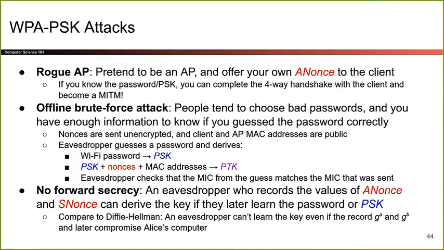So again, because it's their first time connecting, they have no idea whether this is a real access point or whether it's just someone pretending to be the access point. So you can pretend to be the access point. You can give your own nonce to the client during the handshake. And now you can also become a man in the middle because the client will send messages to the access point, right, encrypted with the purple key to be sent forward.